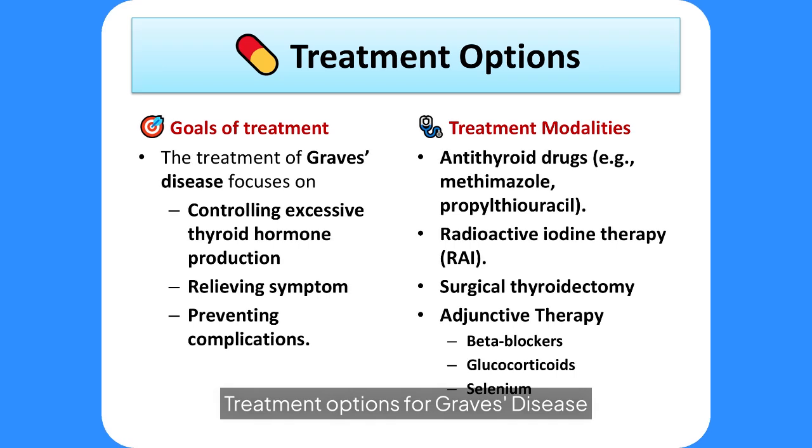Treatment options for Graves' disease aim to control excessive thyroid hormone production, relieve symptoms, and prevent complications. Modalities include antithyroid drugs like methimazole and propylthiouracil, radioactive iodine therapy, and surgical thyroidectomy. Adjunctive therapies such as beta blockers and glucocorticoids support symptom management, ensuring comprehensive care.